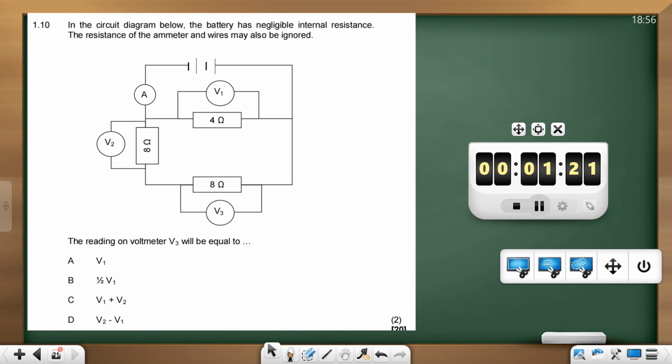We are looking for the reading on V3. You said what? I think half of V4 is there. I mean, of V1. Half of V1. Is it there? Okay, there's half of V1 there. But are you sure? Yeah, that's what you think?